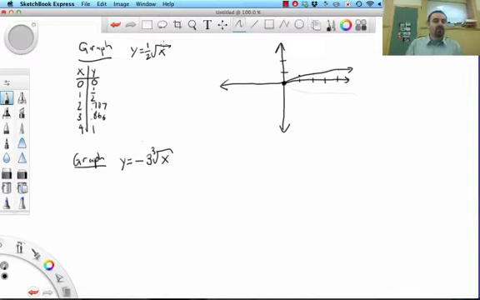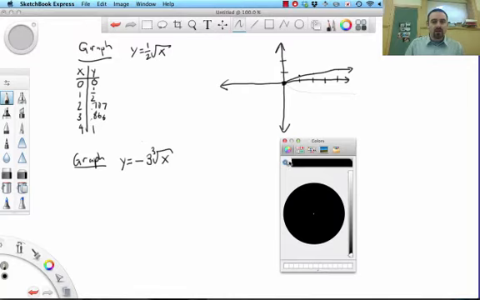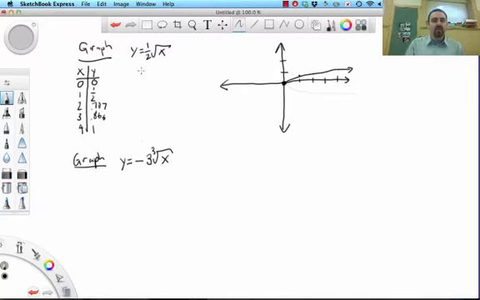If I had the parabola y equals root x without the 1/2, it would go up like that. So this is root x, and this is 1/2 root x, and you can verify this one and this one by looking at the calculator. So anytime you do these problems, graph it first by hand and then check it in the calculator to see if you got it correctly.